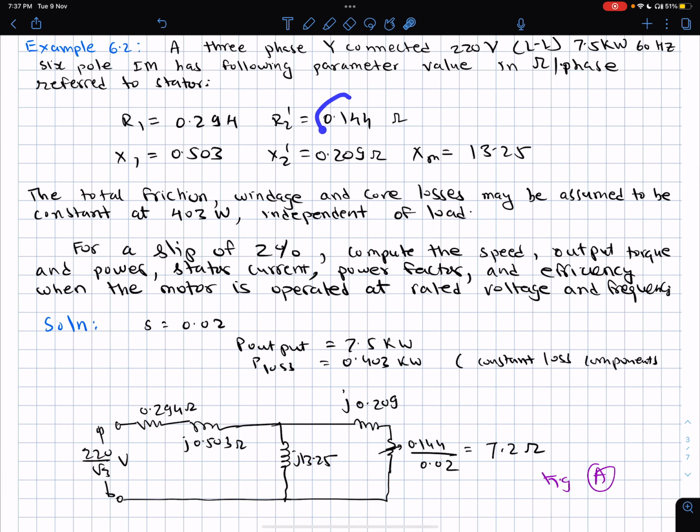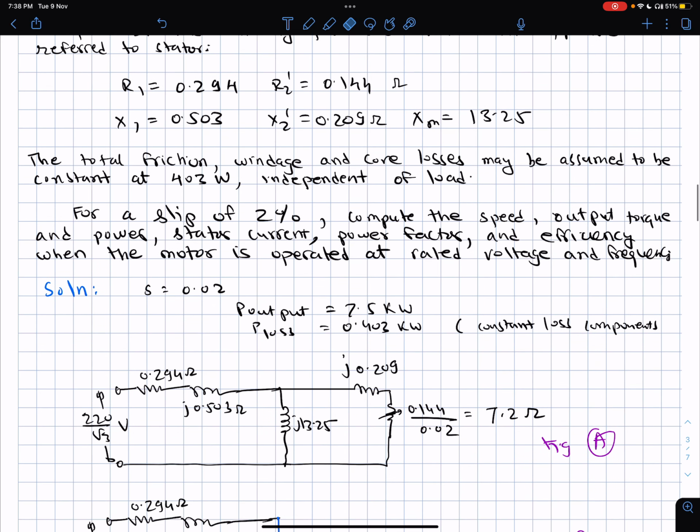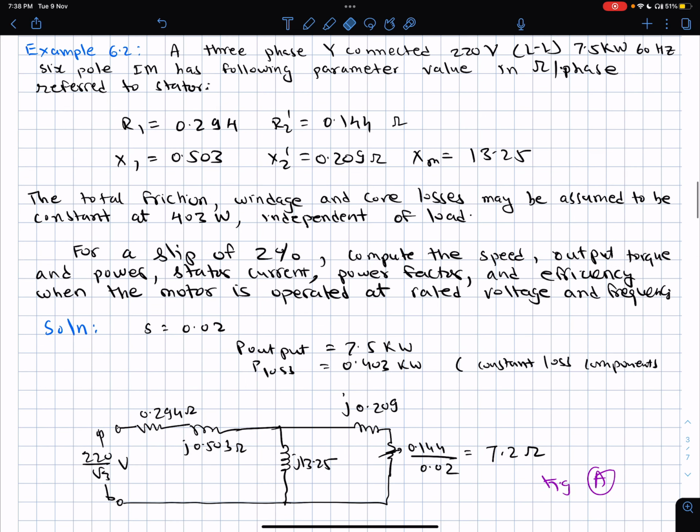Now this 0.44 divided by the slip will become 7.2 ohms. So this is R2 dash by S. First of all, I am writing the equivalent circuit. Now this is X2 dash, written here as jX2 dash. For the magnetizing reactance, since Rm is not there, we will not bother about it. We'll assume as if it is infinity, and just write jXm here.